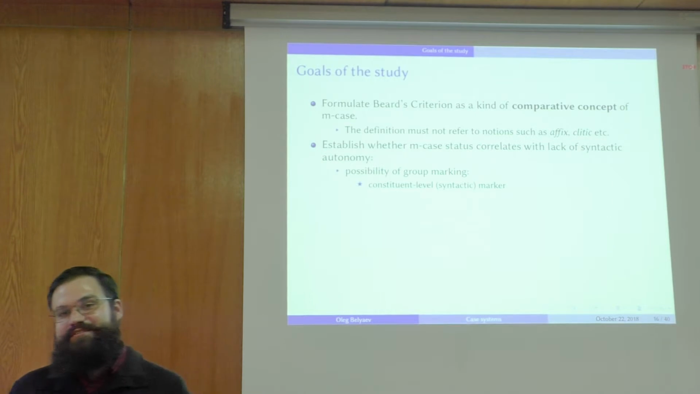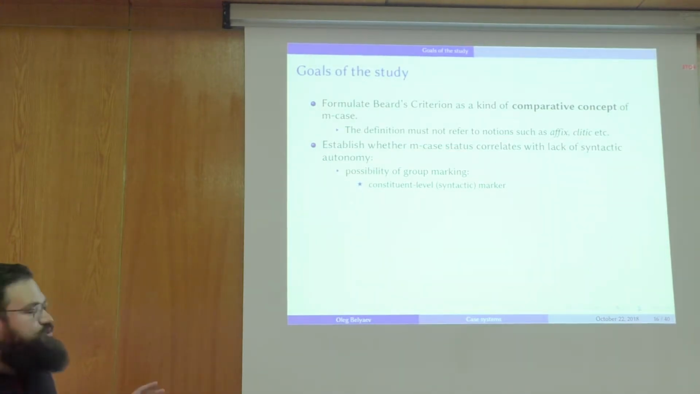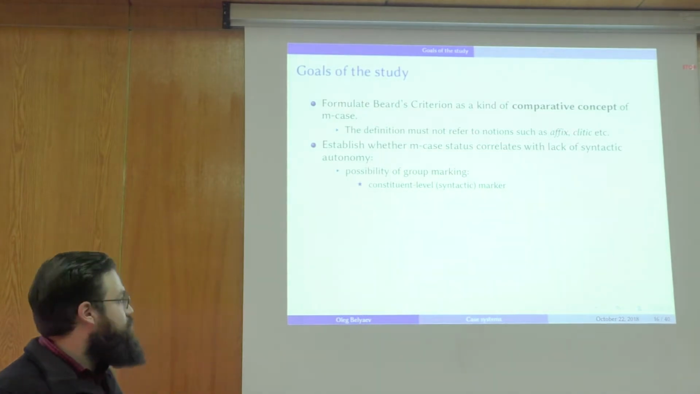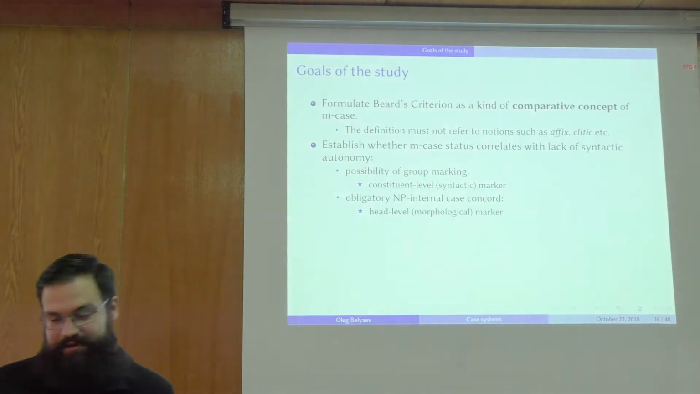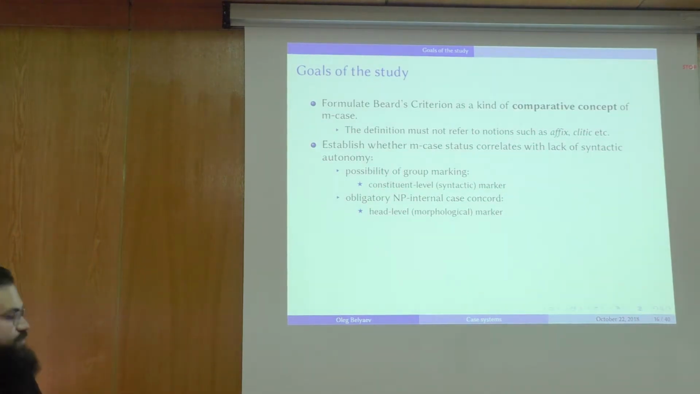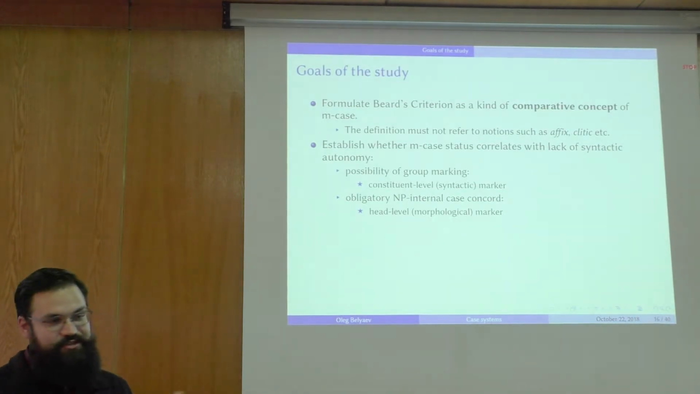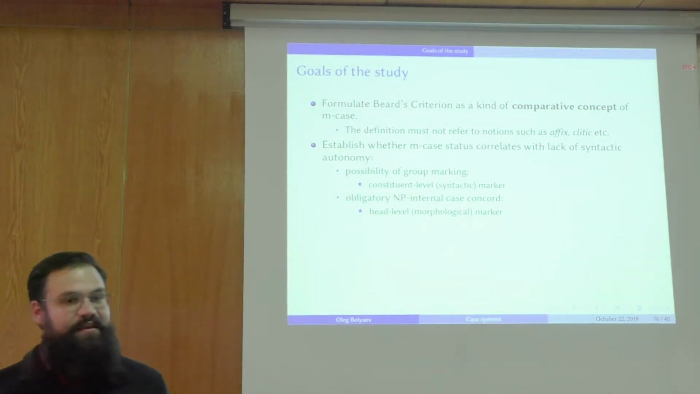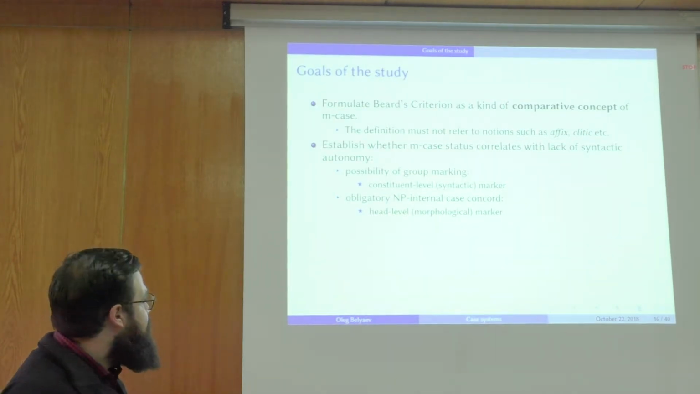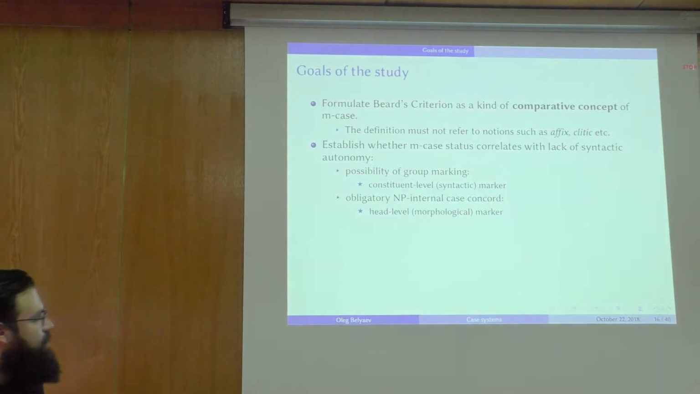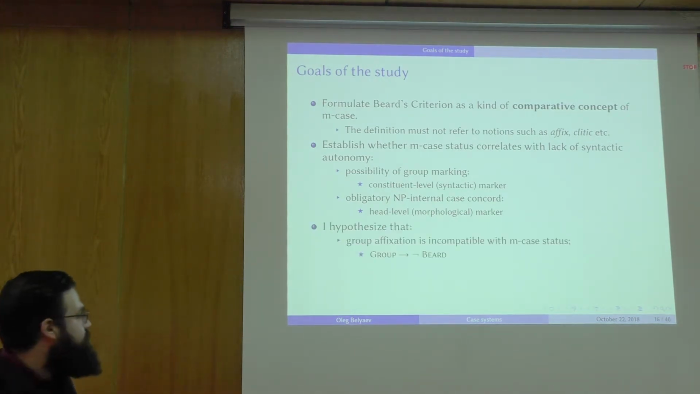Hence, if a case category is an M case in terms of Spencer, it should not allow us to have group affixation. And second, obligatory NP-internal case concord is a more syntacticized feature. If a case feature can spread and has to spread within an NP on adjectives and other constituents, then it should be an M case. So only M cases should be able to. This is the hypothesis that it will correlate with the status of a case as a morphological case in terms of Spencer.